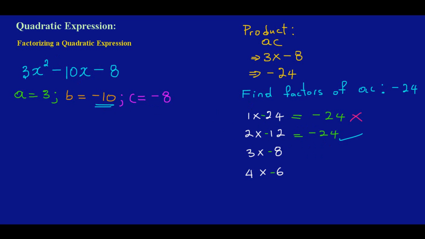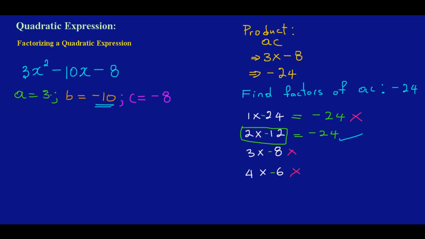3 plus negative 8 will give me negative 5, so that's out. And 4 plus negative 6 will give me negative 2. Only one of the factor pairs gives me negative 10. So I am sticking with 2 times negative 12. This is the factor pair that we'll be using.